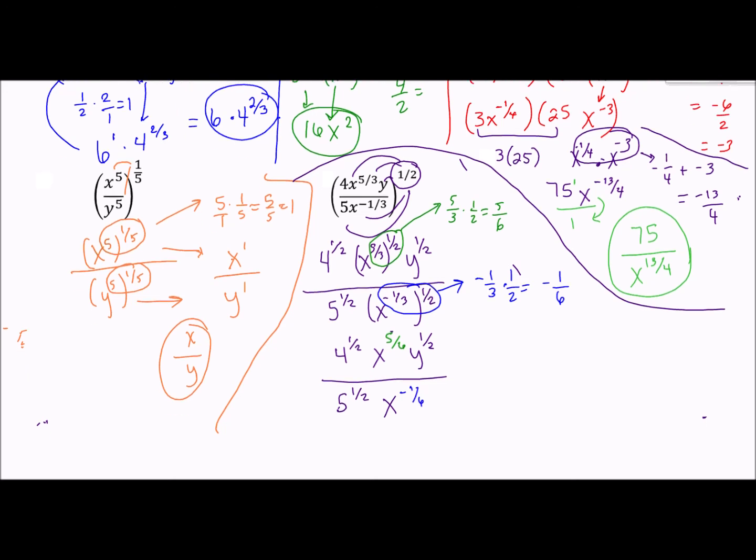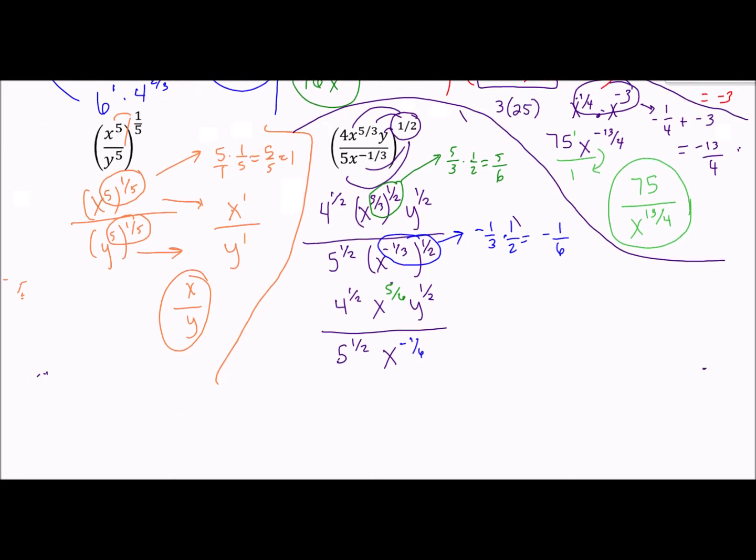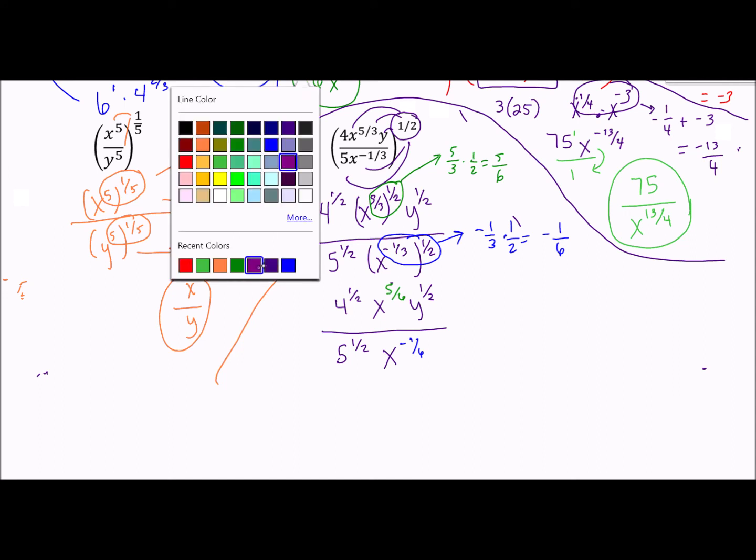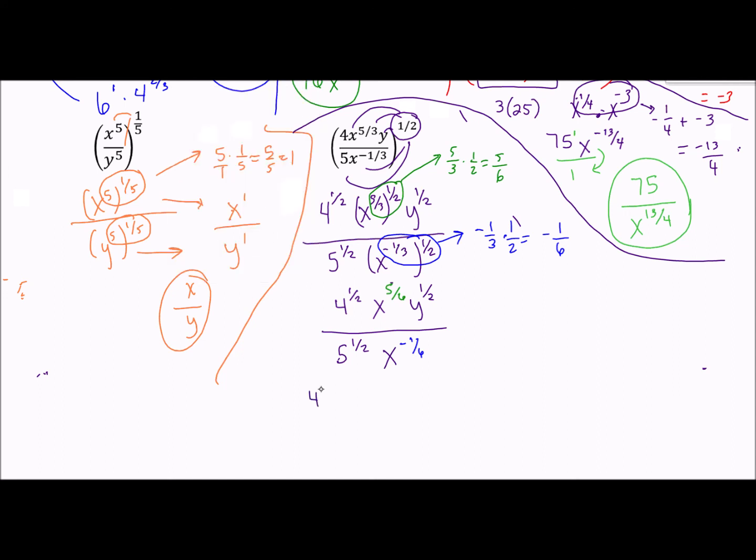Okay, I'm looking at that, and there's a whole lot going on there, huh? Seems like a lot. So I'm actually going to split it up into pieces so that I can look at each individual set together. I've got the 4 to the 1/2 and the 5 to the 1/2. Nothing I can do there, so I'm going to leave those alone. Then I've got x to the 5 over 6 divided by x to the negative 1/6. And then we've got this y to the 1/2 just chilling, waiting to be part of the answer.